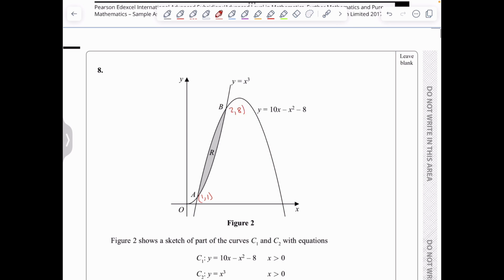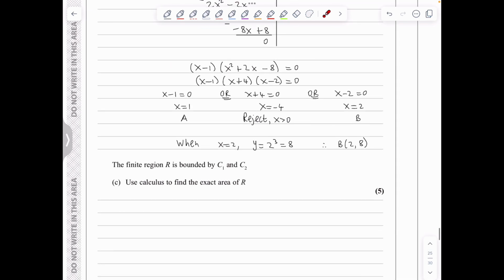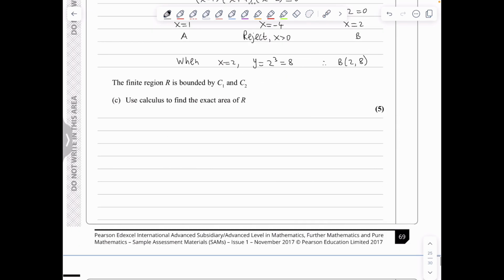We can clearly see that the parabola is above and the cubic is below, and this is enclosed between A and B. So to find the area R, I will simply be integrating from 1 up to 2. So R will be the integral from 1 up to 2. The curve above was the parabola, so 10x minus x squared minus 8 minus the curve below, which is x cubed, with respect to x.